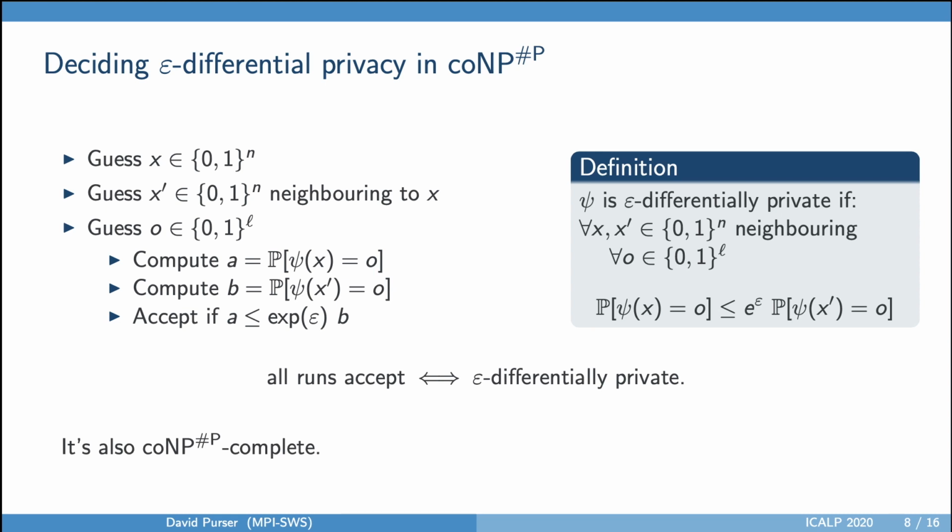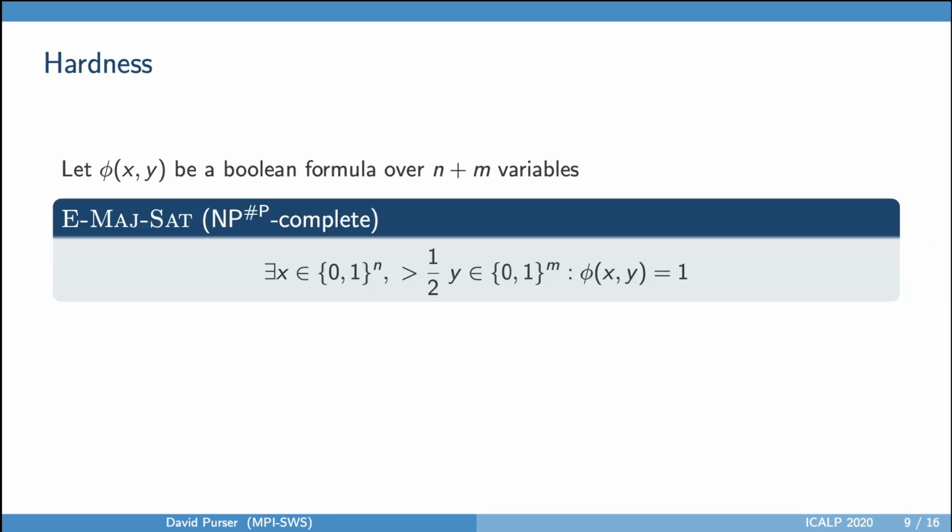However, we will next show that it's coNP with a #P oracle complete. To do this, we'll use IMAGSAT as the underlying reduction. However, we'll actually use its complement, AllMinSat, which is a coNP with a #P oracle complete problem.